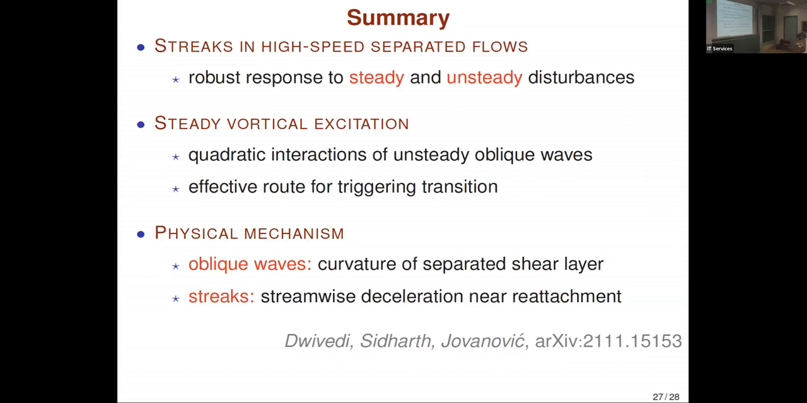It turns out that steady vortical excitations can be generated by quadratic interactions of unsteady oblique waves. And as our DNS demonstrated, this provides an effective route for triggering transition. I didn't get a chance to talk about this, but we understand the physical mechanism very well, and it is contained in our archive paper that is currently under revision for JFM. The physical mechanism is very different relative to what you're seeing in attached boundary layers. Separated flow features play a dominant role in the formation of both oblique waves and streaks. For oblique waves, the curvature of the separated shear layer in the recirculation zone, I can't pronounce that word, recirculation zone, right?